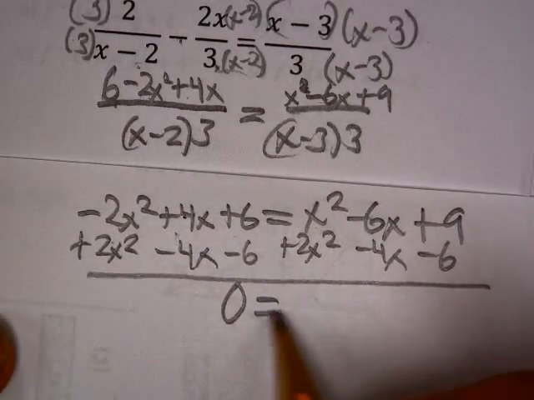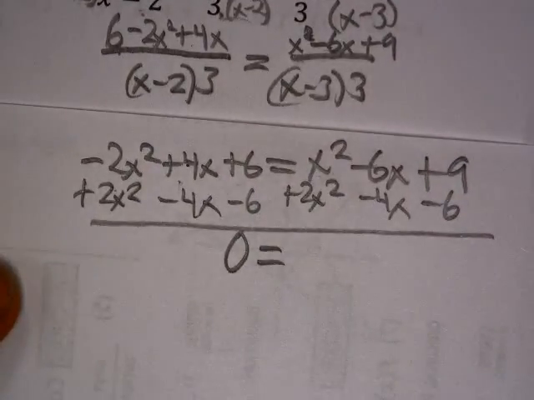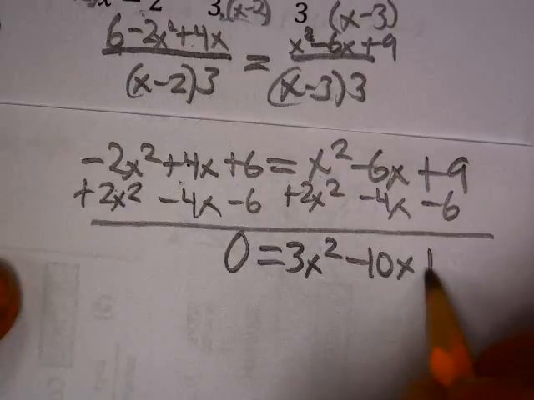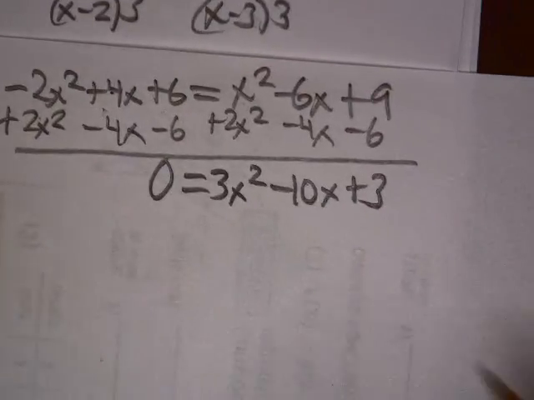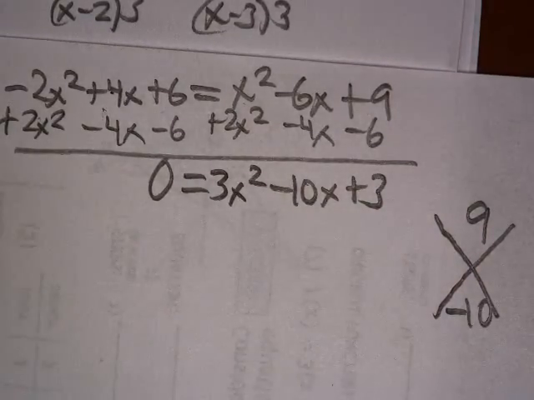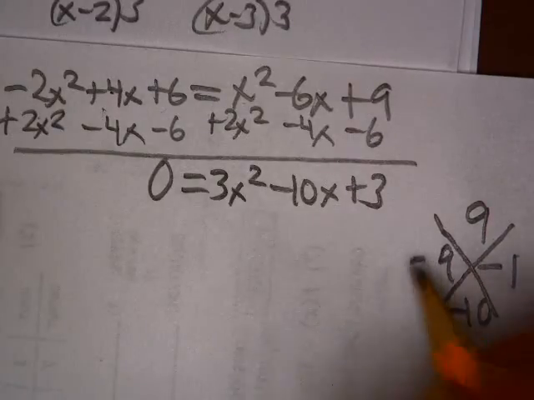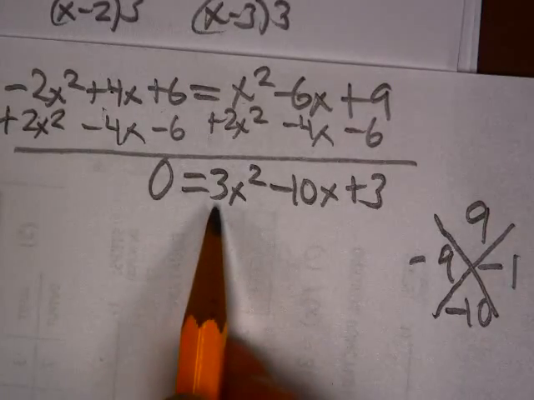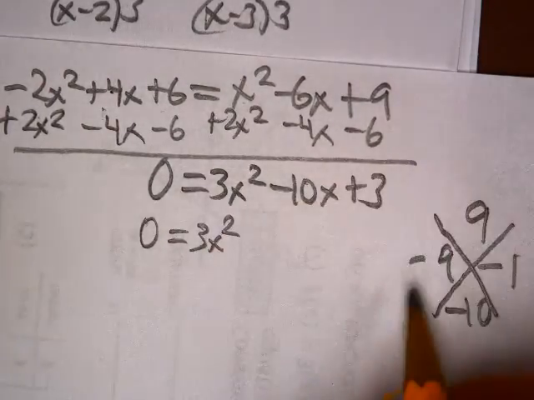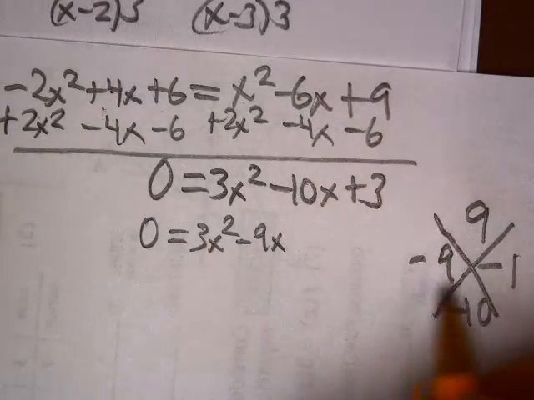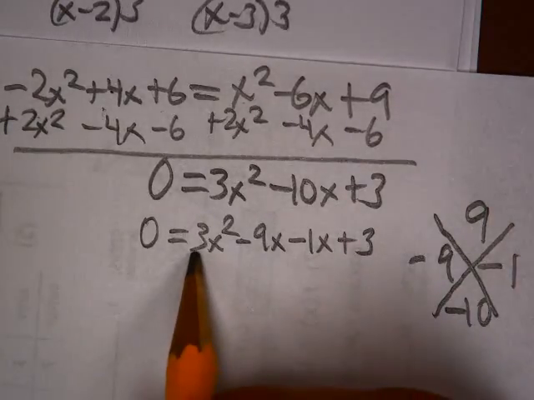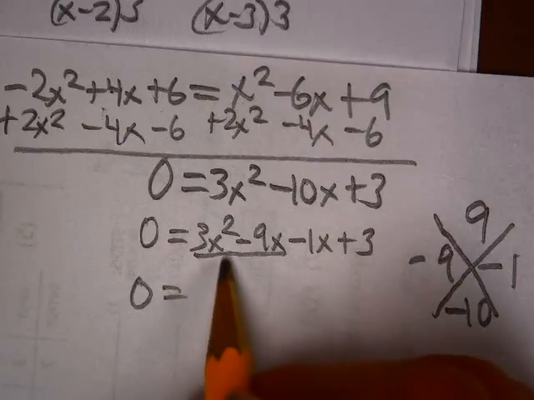So I have 0 equals, now I can solve that using the diamond method or some other way, 3x squared minus 10x plus 3. I will apply my diamond at this point. 3 times 3 is 9, and a minus 10. That's going to be a 9 and a 1, a minus and a minus. Since this has an a value that is not 1, I cannot go directly to the factors. So I have 3x squared minus 9x minus 1x plus 3. What can I take out of both of these? A 3x.